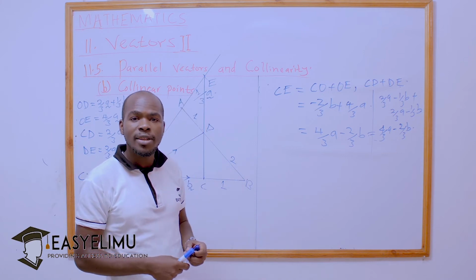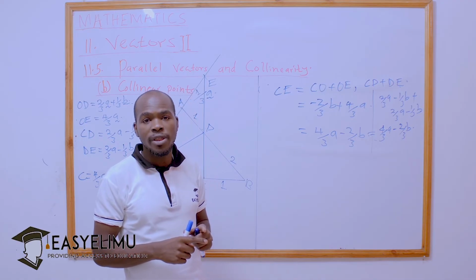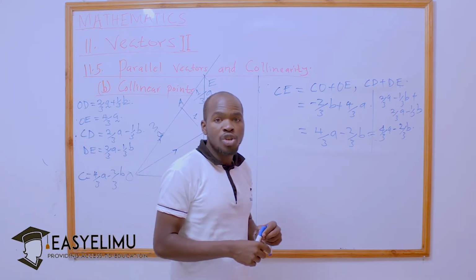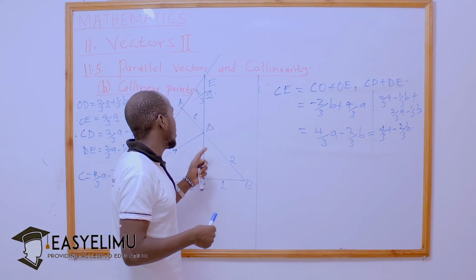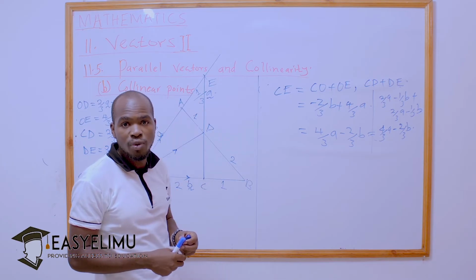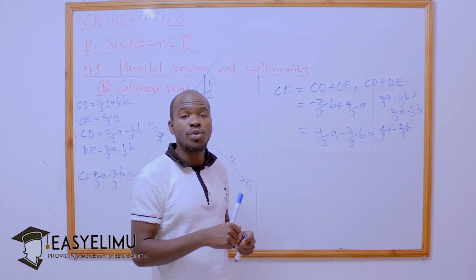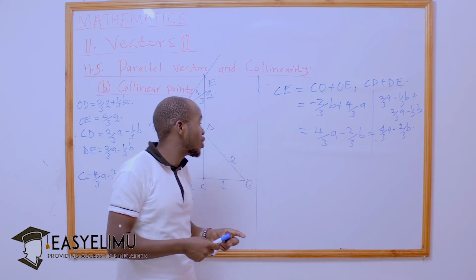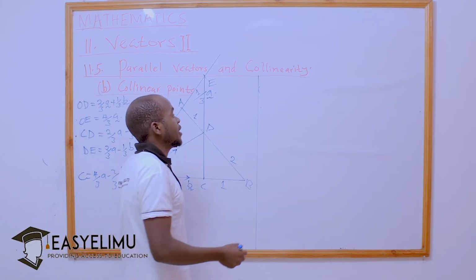Another thing is that one of the points must be common between the two of them or three of them. And then if you take, for example, CD should be a scalar multiple of DE, or CD should be a scalar multiple of CE. That is what it should be. But remember, one point must be a common point between what you are finding. So let's go on and show that the points are collinear, because we can see they are on a straight line.